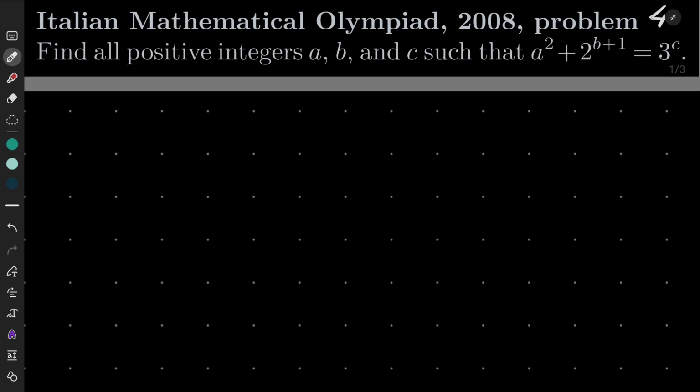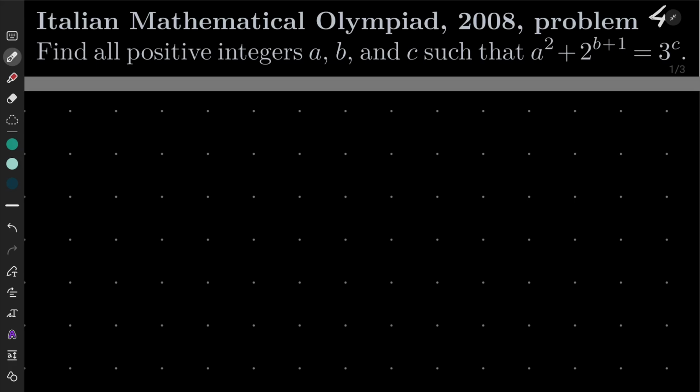Hello friends, in this video I'd like to solve the following problem from the Italian Mathematical Olympiad 2008, problem number 4. We wish to find all positive integers a, b, and c such that a squared plus 2 to the power b plus 1 equals 3 to the power of c.